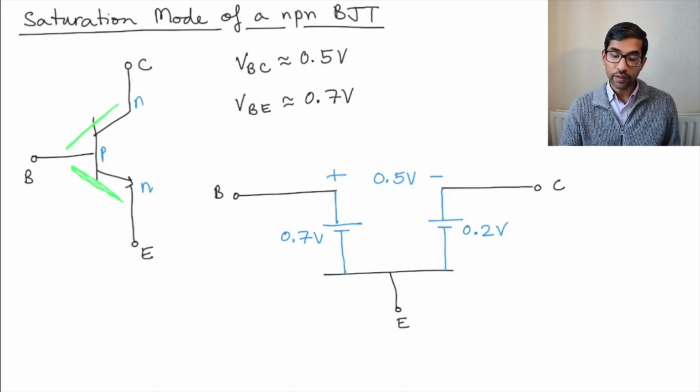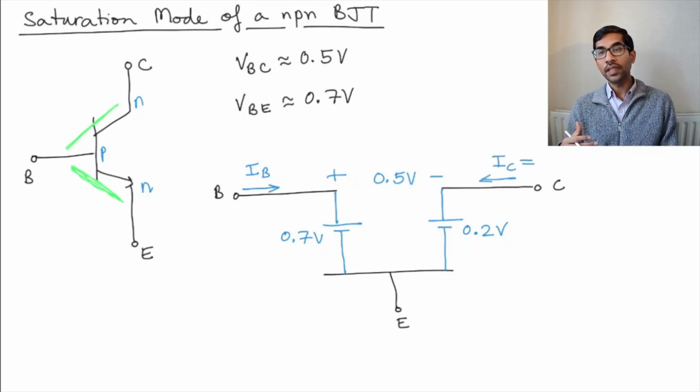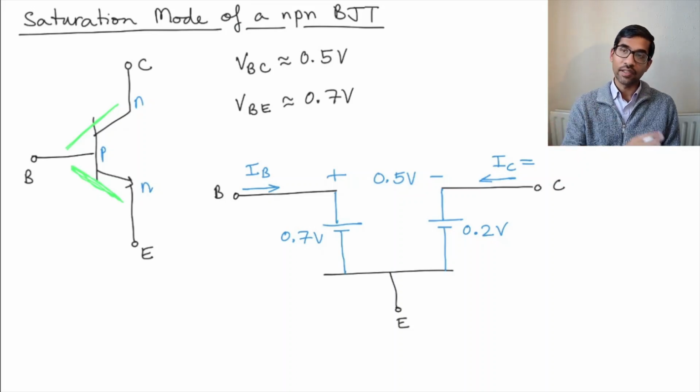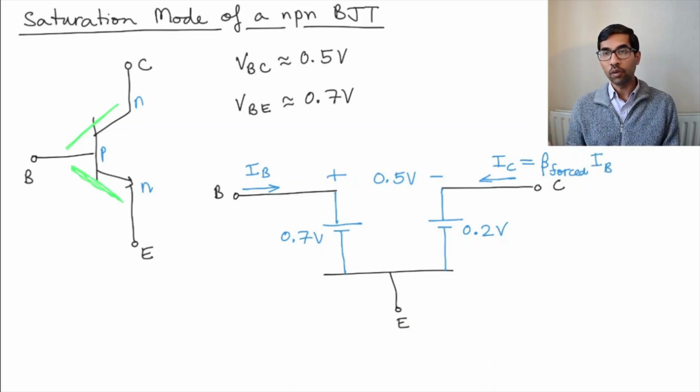So again, if you have some current flowing through the base, let's say IB, you will have a collector current, IC, but this collector current is no longer going to be equal to beta times IB, because that is valid only for the active mode. In the saturation mode, you could write it as beta forced times IB, where usually beta forced is much smaller than the beta that we had previously.